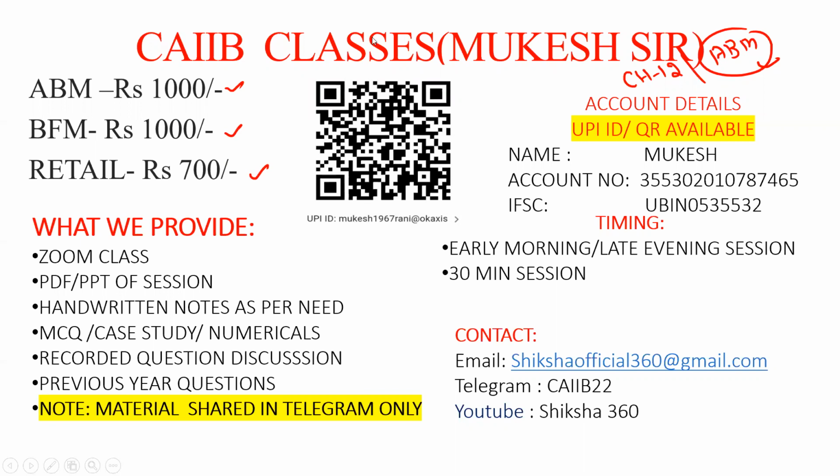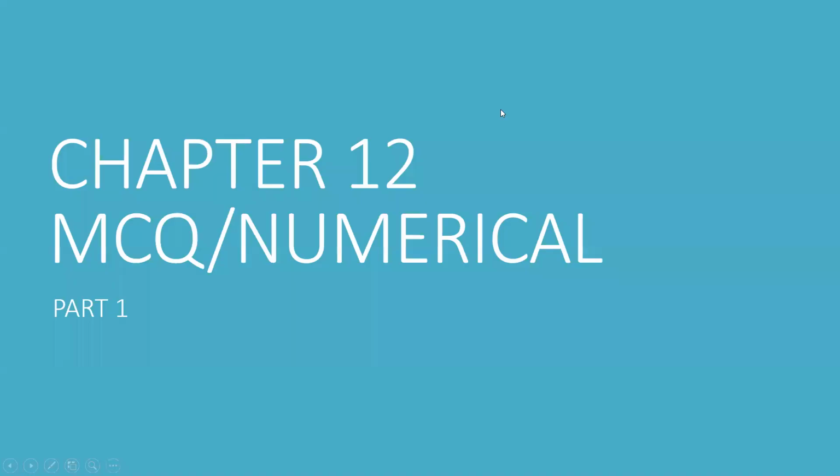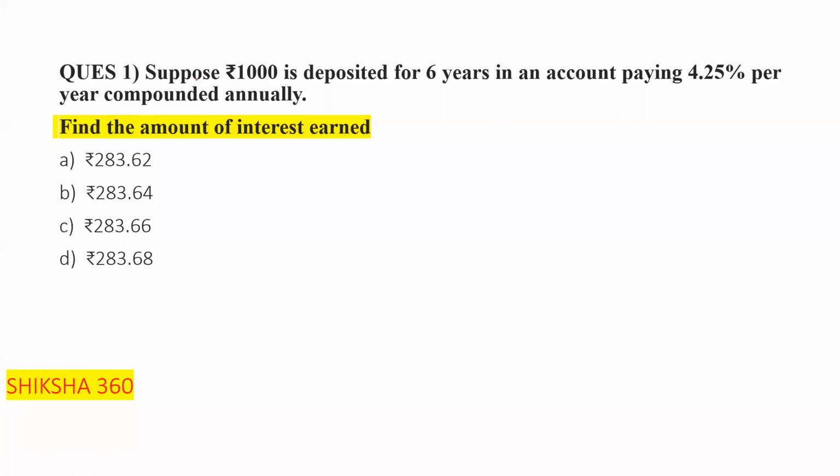The first question on your screens, question number 1. Suppose rupees 1000 is deposited for 6 years in an account paying 4.25% interest per year, compounded annually.